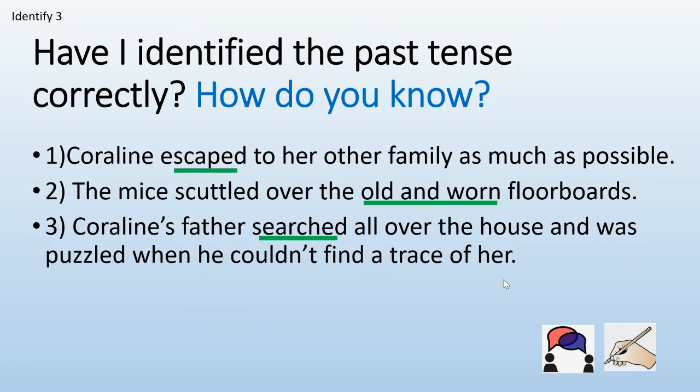Have I identified the past tense correctly, and how do you know? Coraline escaped to her other family as much as possible. The mice scuttled over the old and worn floorboards. Coraline's father searched all over the house and was puzzled when he couldn't find a trace of her. So pause the video now.